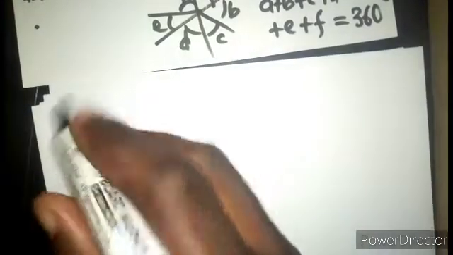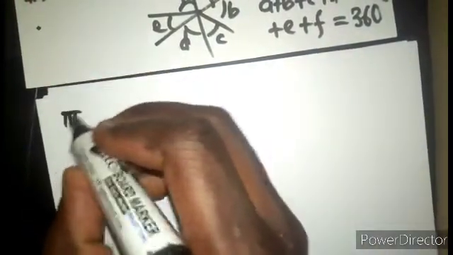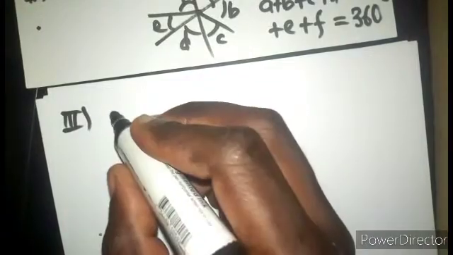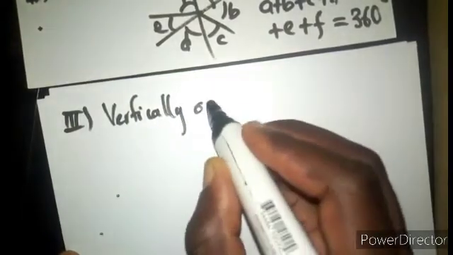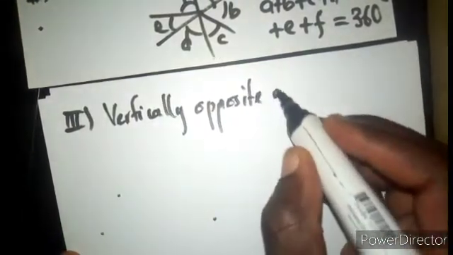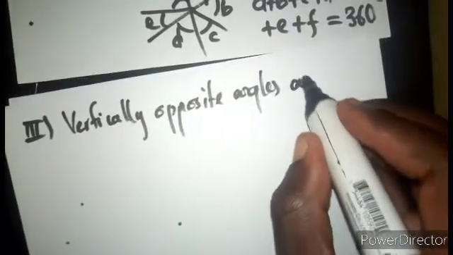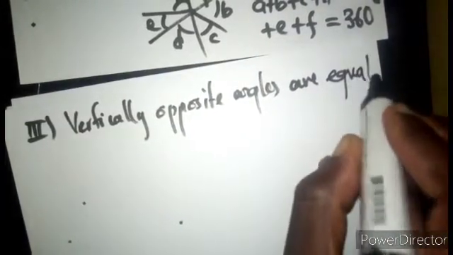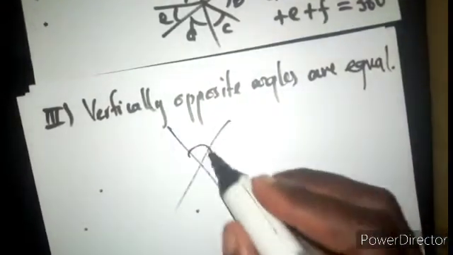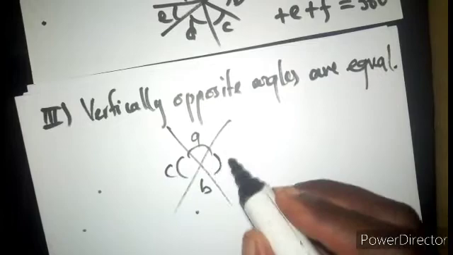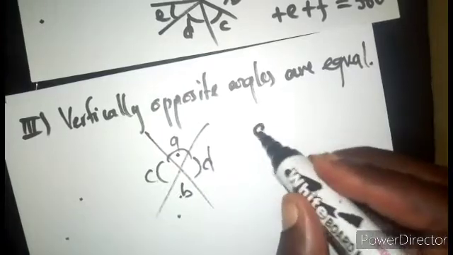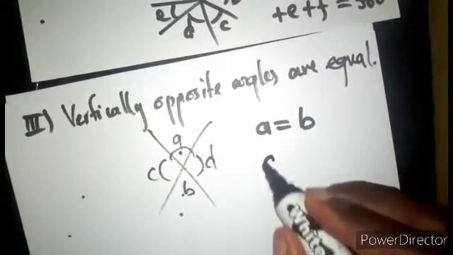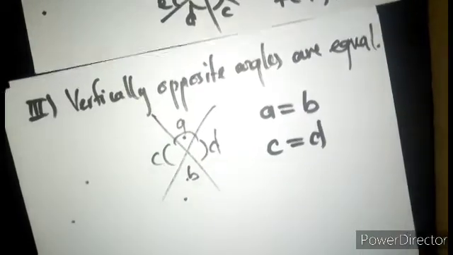Exactly. Now the third important fact we have is that vertically opposite angles are equal. Consider this illustration: A, B, C, and this D. What we mean by vertically opposite angles are equal is that A is equal to B, and C is equal to D.